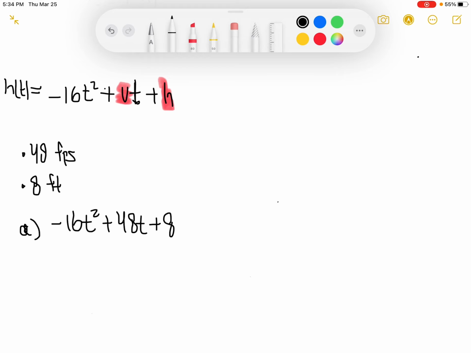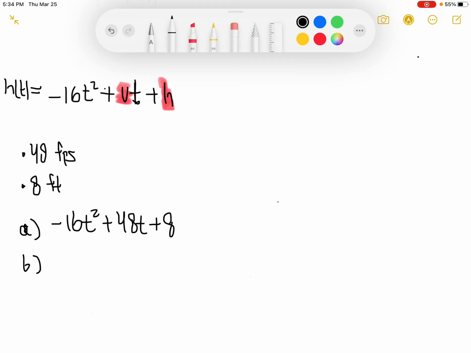So there you go. Part B says, what is the maximum height of the ball? Okay, maximum height. Well, if you're throwing something up, then that means there's going to be a maximum, not a minimum.